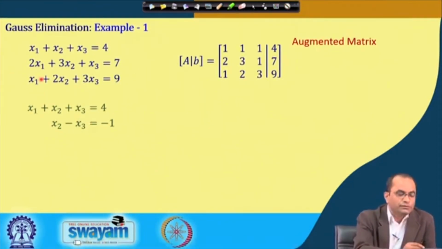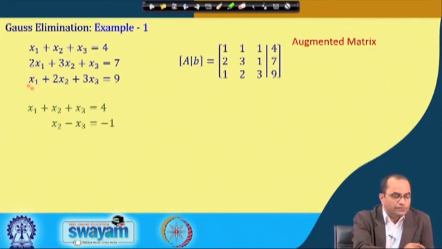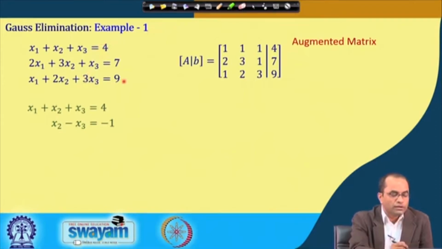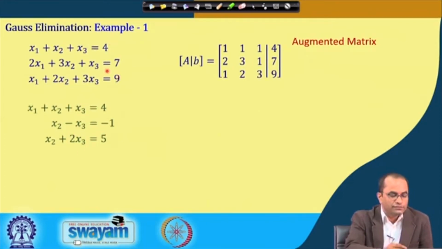Now, the same thing we will be doing with equation number 3. We again want to eliminate x1 here as well, and this is easy again with the help of equation number 1. Here we will just subtract equation number 1 from equation number 3. So, we will get simply here x2, since 2x2 minus x2, then 3x3 minus x3, that is 2x3, and 9 minus 4, that is 5.